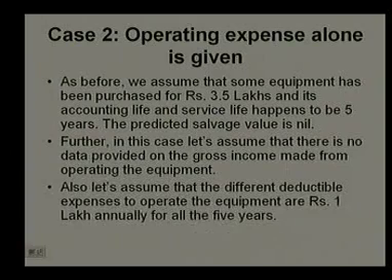So, if you just see this slide, as before we assume that some equipment has been purchased for 3.5 lakhs, same data. Life is again 5 years, and salvage value, for simplification we are assuming it to be 0. So, the first line is the same. Now, we further assume that there is no data provided on the gross income part. So, unlike the previous problem, here the problem is silent on the income part. We assume that there is no income or the figure on income is missing.